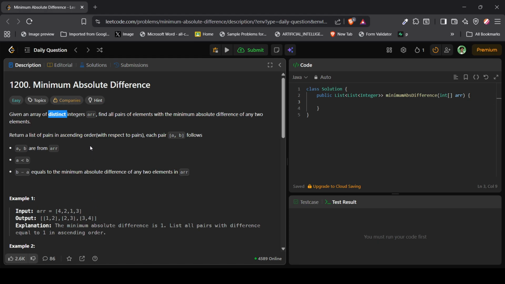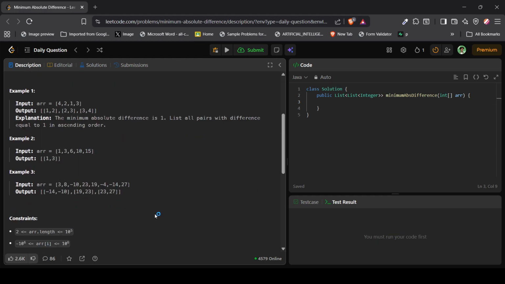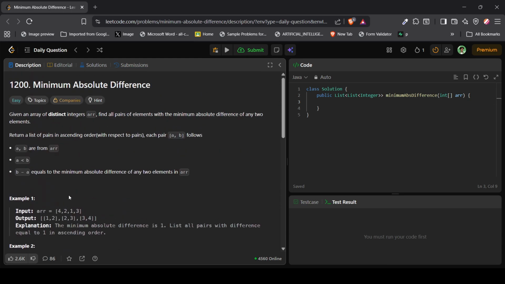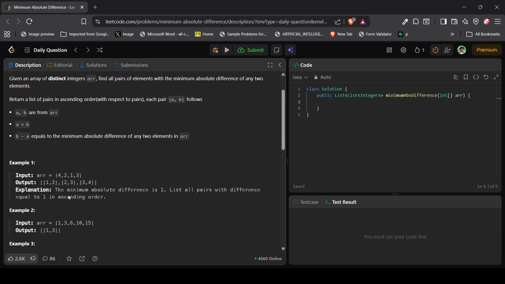Distinct integers means the array should have unique elements, so no element will be duplicated in this array. Find all pairs of elements with a minimum absolute difference of any two elements. So if we have taken 1 and 3, we cannot put 1 and something else. That is basically dumb, what I just said.